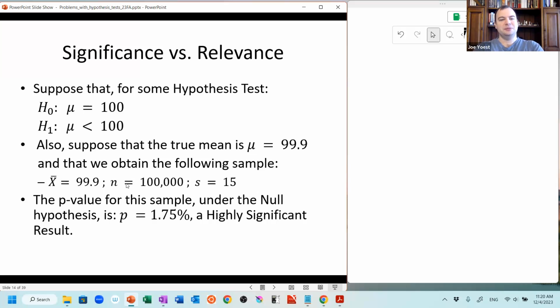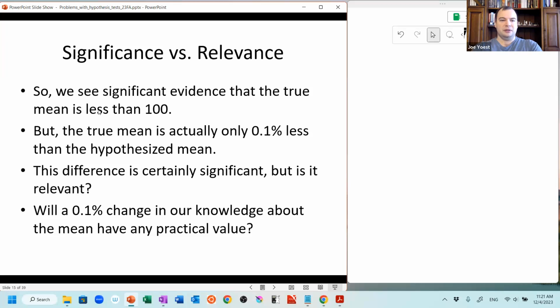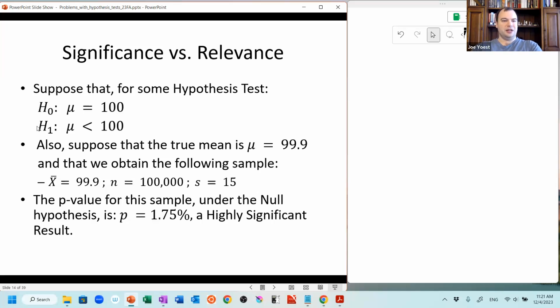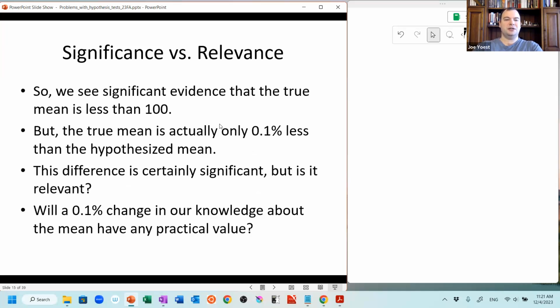We take a very large sample, 100,000 people. We get X bar observed of 99.9, as we would kind of expect from a very large sample when the true mean is 99.9. And let's say we get a sample standard deviation of 15. If we compute a p-value under the null, p is 1.75%, highly significant, p is less than 5%. So we see statistically significant evidence the true mean is less than 100. We would then reject H0 in favor of H1. We would do that correctly. This would function as expected. We would conclude that the mean is less than 100 when the mean truly is less than 100. Great, right?